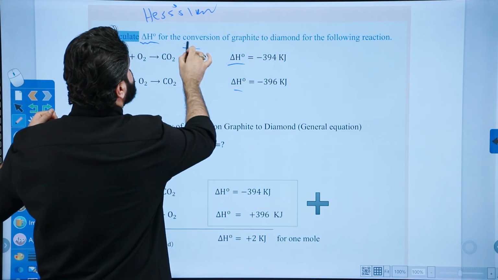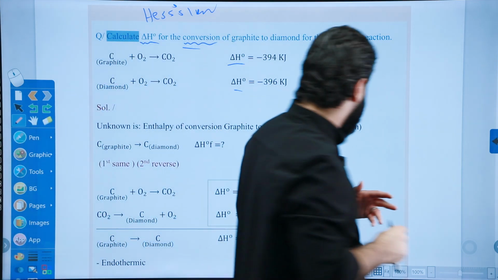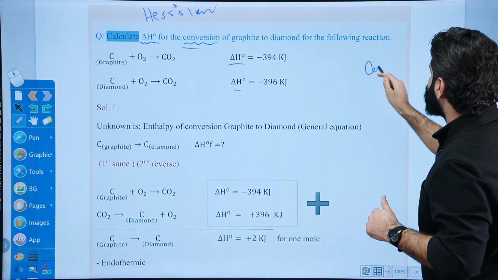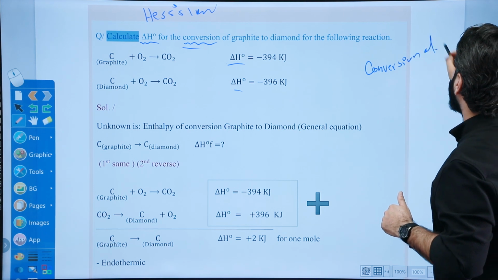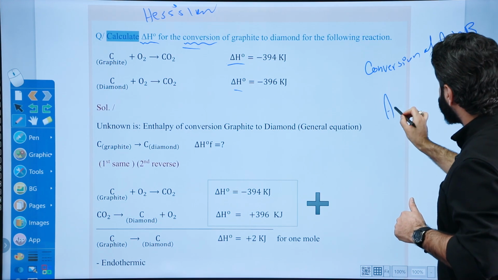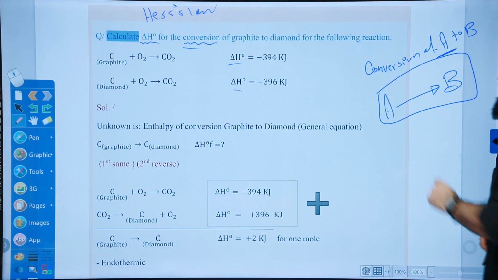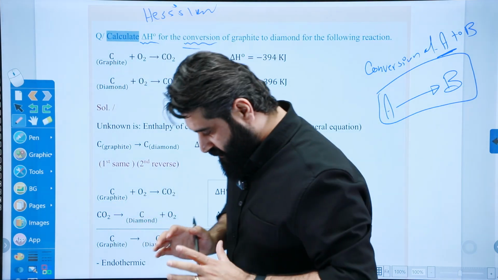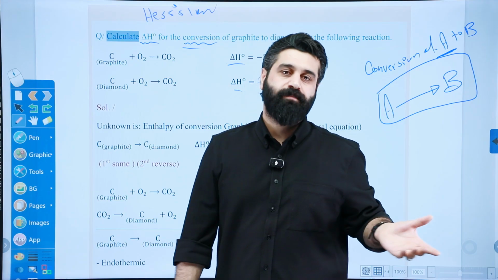But this time, this is a conversion. It's neither combustion nor formation. So look at this. Let me tell you something. Conversion of A to B. It means A is the reactant and B is the product. How to write the reaction for any conversion? I mean the equation for any conversion.